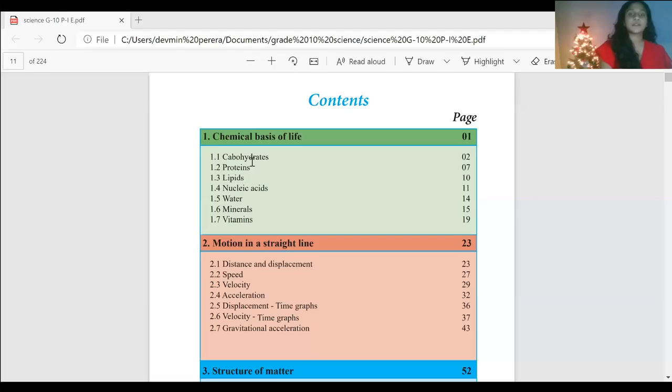So in the first session, we completed carbohydrates, proteins, lipids, and nucleic acids. So today we are starting from water and then minerals and then vitamins. Let's go through the presentation.